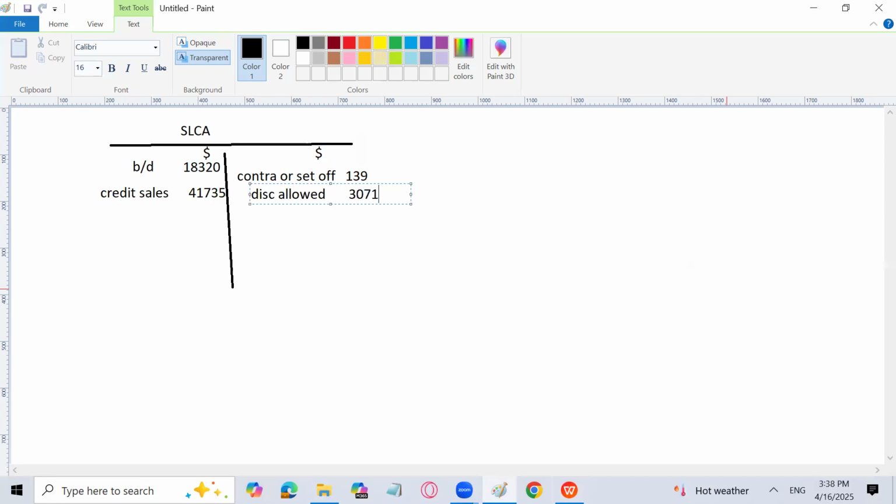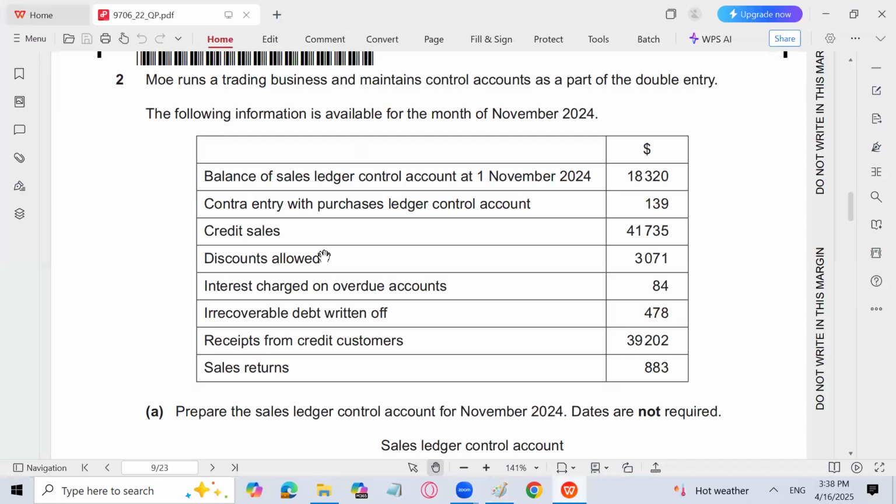Trade receivable will decrease because of discount allowed. The sales ledger control account is basically a total trade receivable account. On the debit side, trade receivable will increase. On the credit side, trade receivable will decrease. Because of discount allowed, trade receivable will be credited.